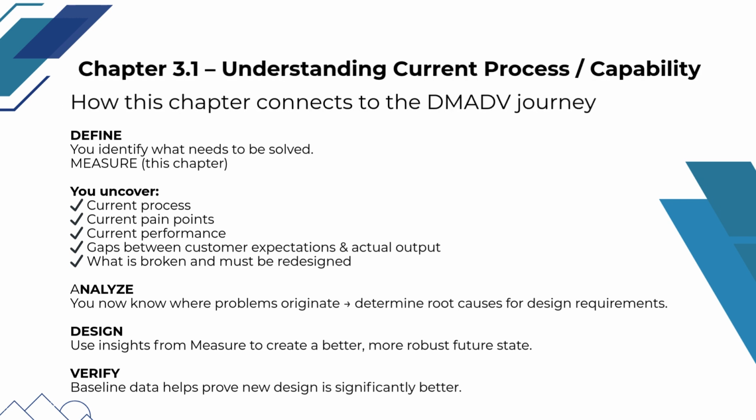This chapter, Understanding Current Process Capability, fits into the measure phase of DMADV. Here, we examine the current process in detail, uncover pain points, assess actual performance, and identify gaps between customer expectations and reality. By understanding what is broken and must be redesigned, we set the stage for the analyze phase, where root causes are determined. These insights then guide the design phase to create a more robust future state, and the baseline data collected here also supports the verify phase by proving that the new design delivers significant improvements.